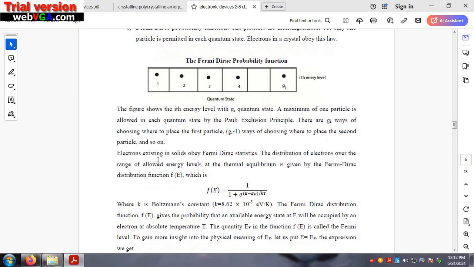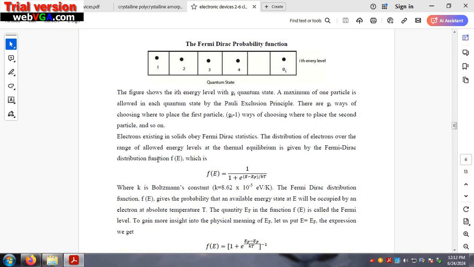If we consider the electron existing in a solid, then you find one important formula, that is the Fermi-Dirac distribution function, and that function is given by f of E equals 1 by 1 plus e to the power E minus Ef by kT.